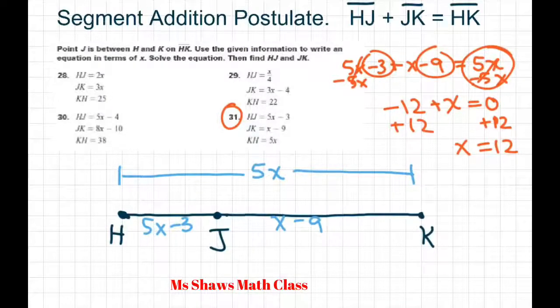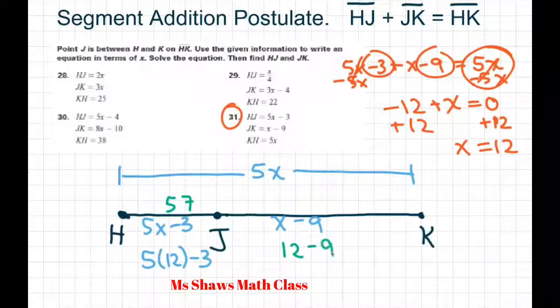So we did all that. And now we have to plug everything in. So for HJ, we have 5 times 12 minus 3. That's going to be 60 minus 3, which is 57. And 12 minus 9 equals 3. So if you add these up, it should equal 60. So let's try. 57 plus 3 does equal 60, and 5 times 12 does equal 60.